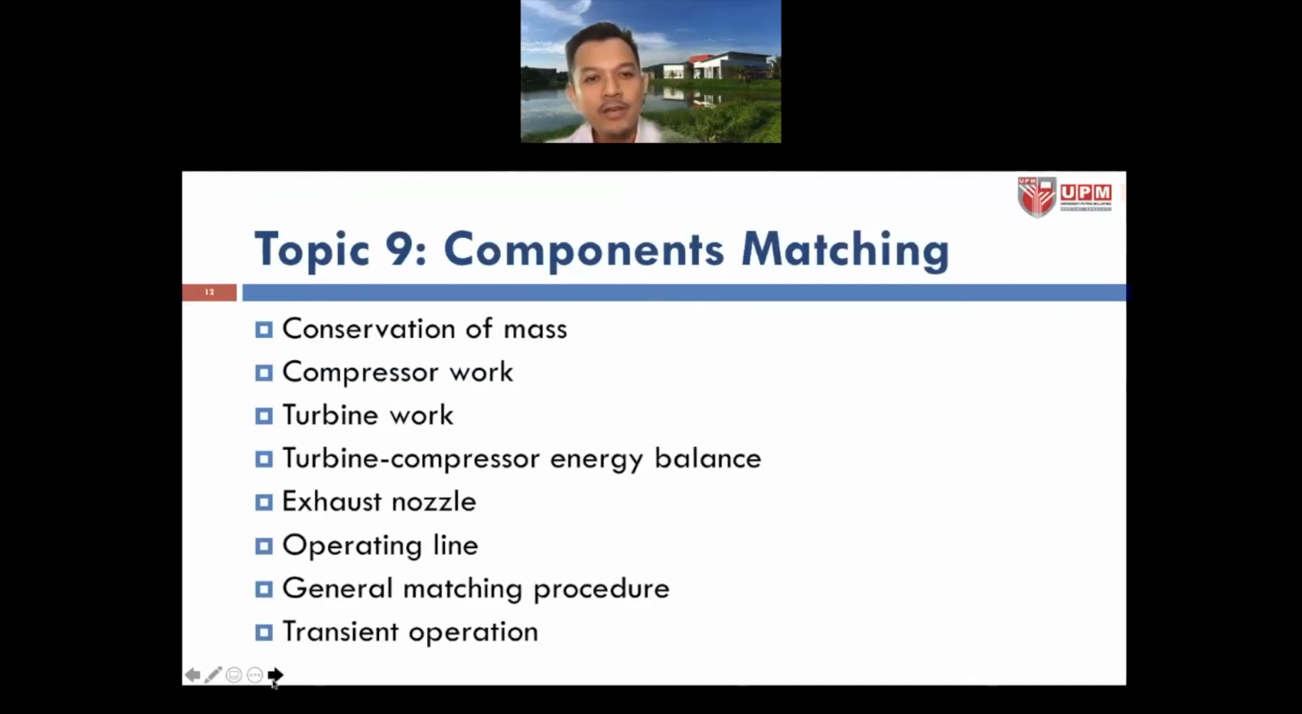And to continue, topic 9, if time permits. Even though we have only 10 topics, not all topics are covered within a week; there are cases where we need more than 3 hours of lecture. That's why we take 3 weeks or 2 weeks to cover each topic. We will look into components matching if we have ample time: conservation of mass, compressor work, turbine compressor energy balance, exhaust nozzle, operating line, general matching procedure, and the transient operation. So it depends whether we have sufficient time to cover this topic in our semester.